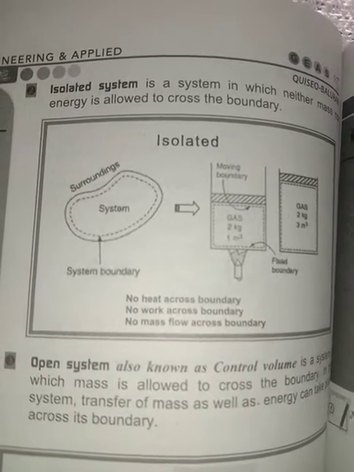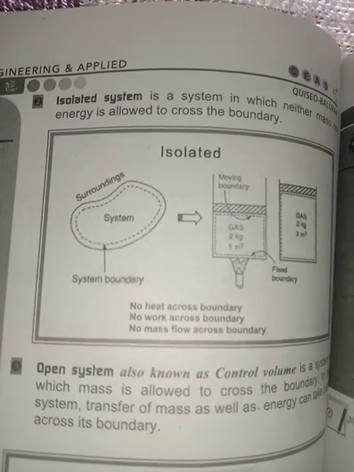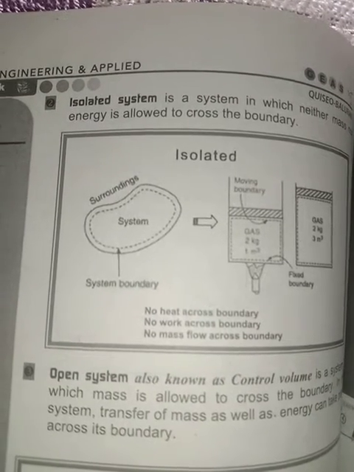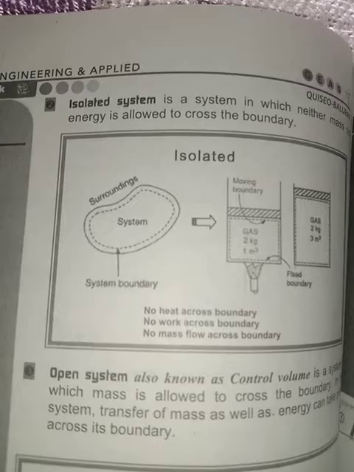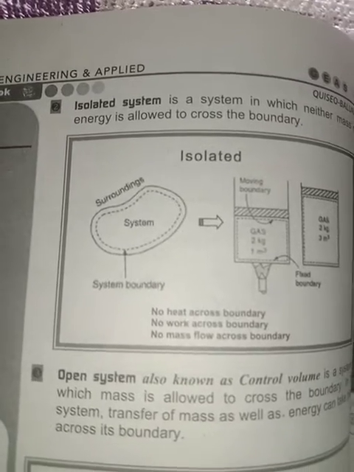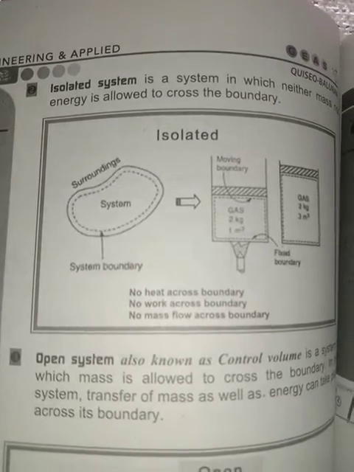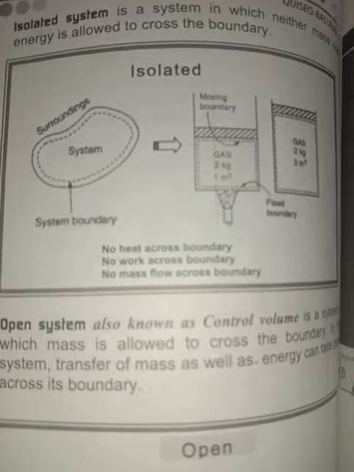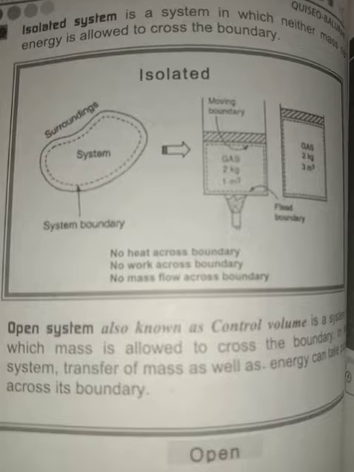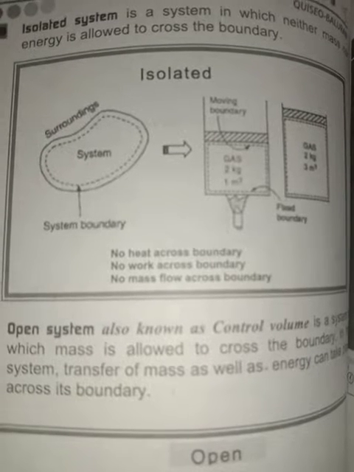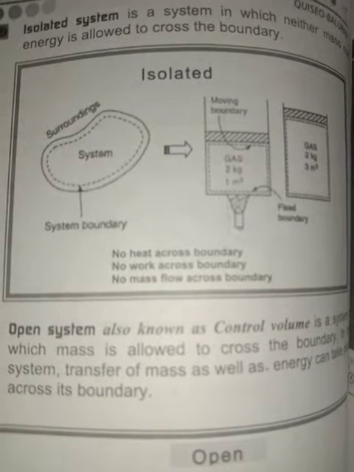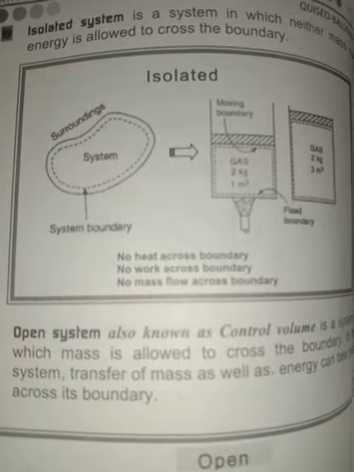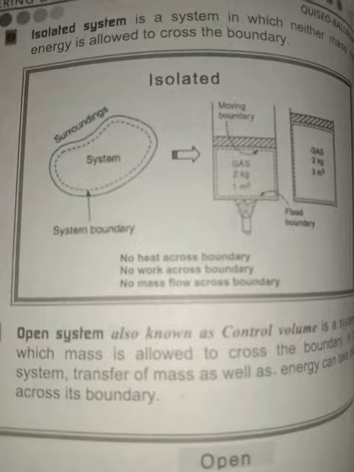So let me give an example of an isolated system. Another example of an isolated system is a perfectly insulated rigid closed vessel. Neither mass nor energy can enter or leave the system. So it is isolated, perfectly isolated. So no one can get inside.